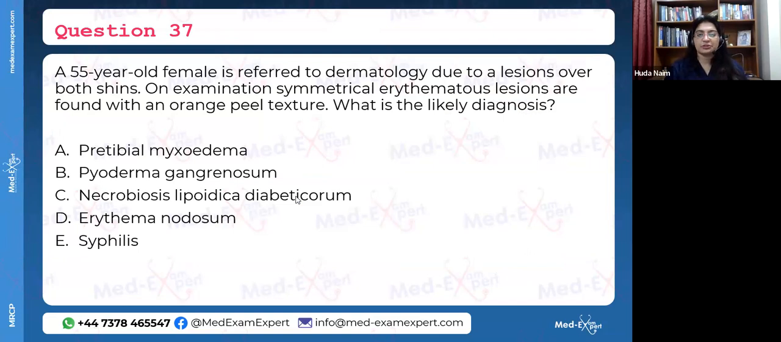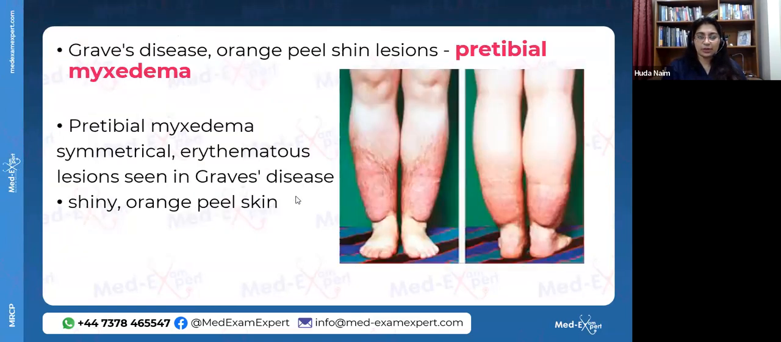Another question regarding the shins. Yes, it's pretibial myxedema. They're telling you about an orange peel texture, which is very, very specific for pretibial myxedema. So this is what it looks like. So we have a shiny orange peel appearance. Okay.